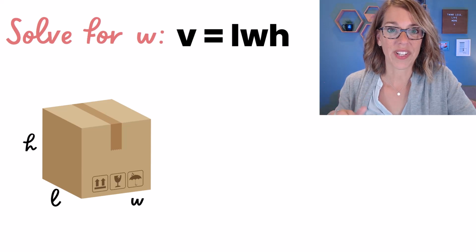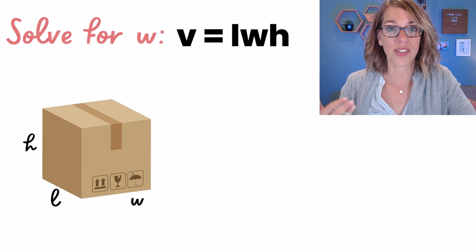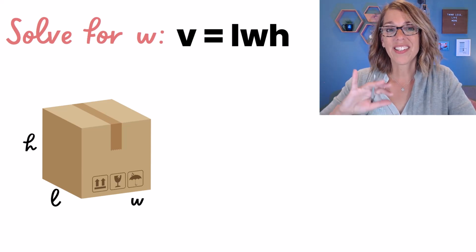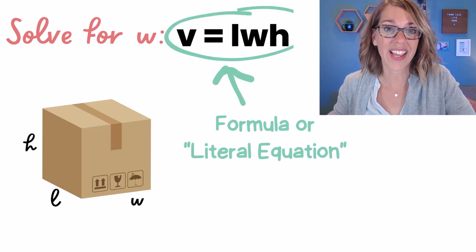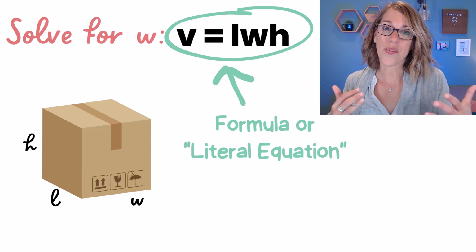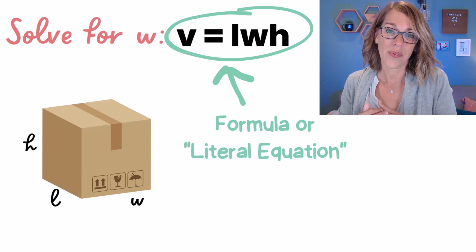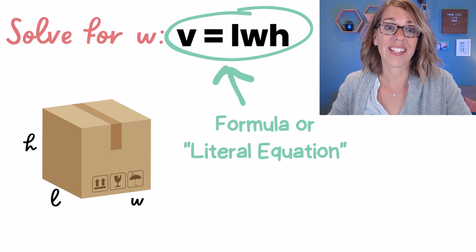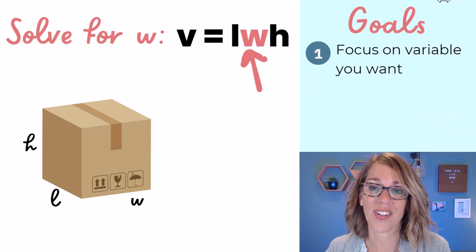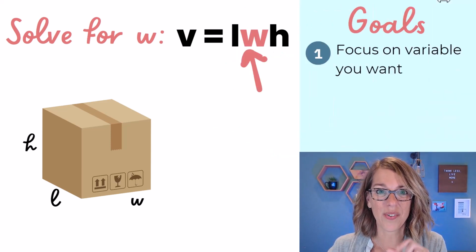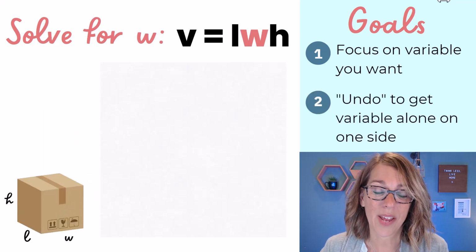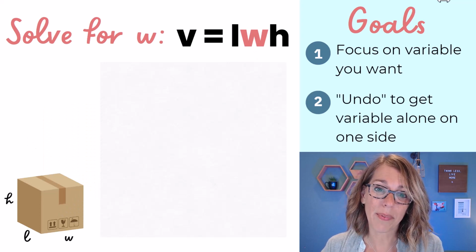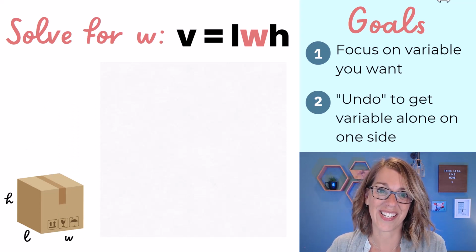We're going to solve some formulas, starting with this one, which is the volume of a box. Because this has several variables in it, length times width times height, we call it a formula or a literal equation. We're going to follow a couple of steps to get W by itself as we're solving. The first one is to focus on that W, and you can see it's in the middle, multiplied by an L and an H. The second step is to undo what happened to W so we can isolate W.